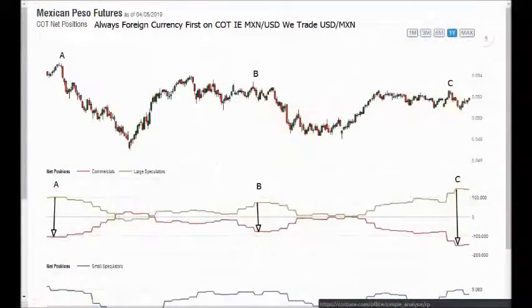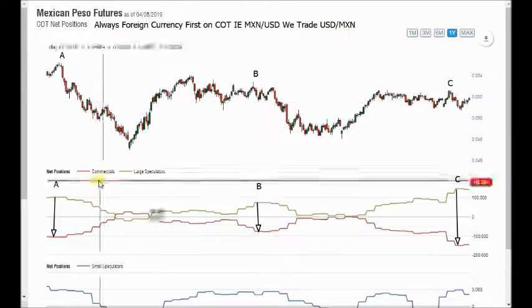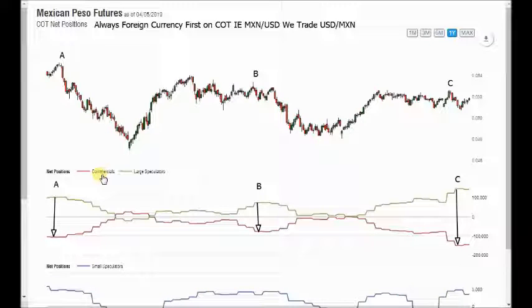Right, we're going to go and take a look at the trade setup and look at the COT Net Traders positions first, just quickly, before we go and draw levels of entry, stop and target on another chart. Now, in terms of the COT, the data is always foreign currency first, i.e. MXN USD. We of course trade USD MXN. I'll just reverse the chart the right way around in a moment when we draw our levels, but here we're just looking to see what the smart money, the commercials in red, are doing against the large speculators.